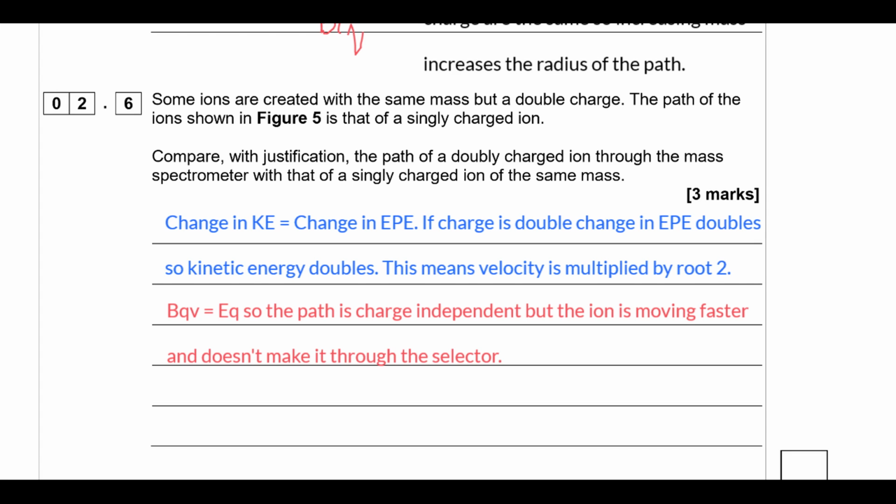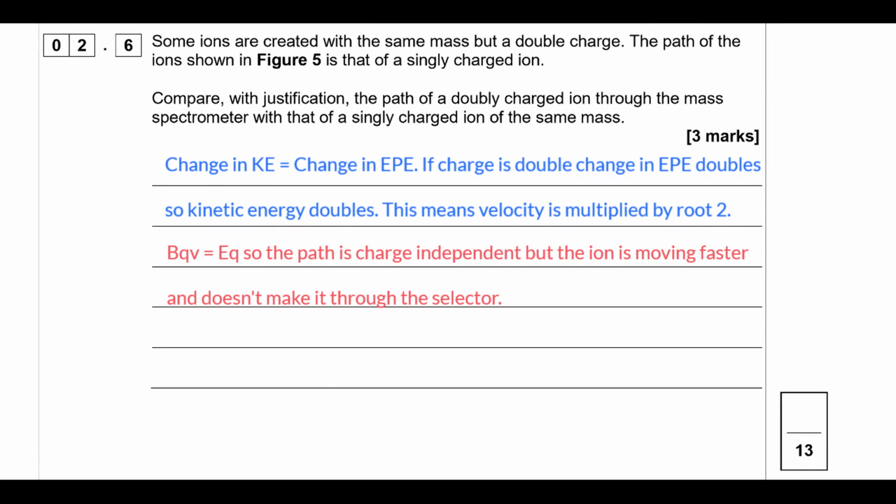I think it's a problem with these specimen papers. They haven't thought about it carefully, but this would be my answer to this question. All right, so let's move on to question 3.